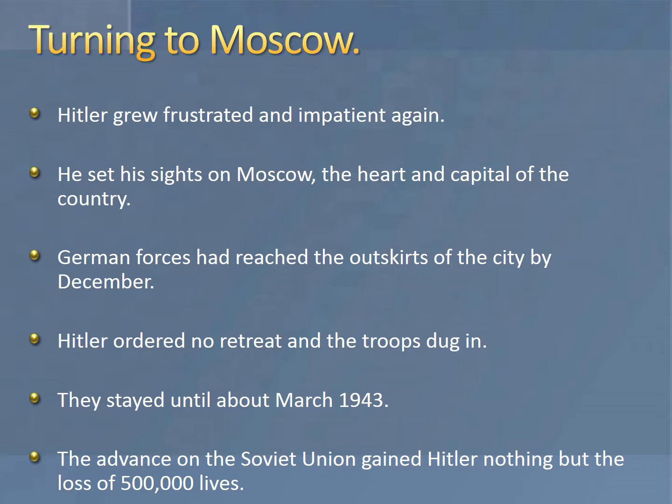In the long run, the advance on the Soviet Union gained Hitler nothing. He didn't gain any territory, really didn't gain much from the invasion of the Soviet Union. The only thing he gained was, unfortunately, I shouldn't say unfortunately, but you know what I mean, a loss of lives. 500,000 lives were lost because of this invasion and this attempt to take over the Soviet Union.